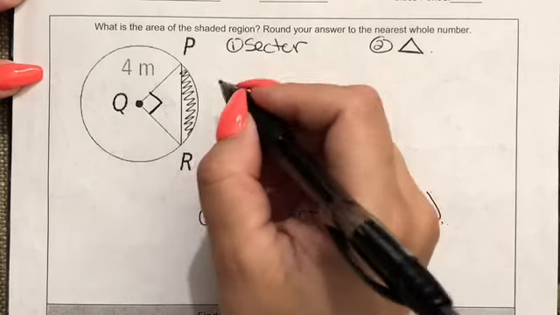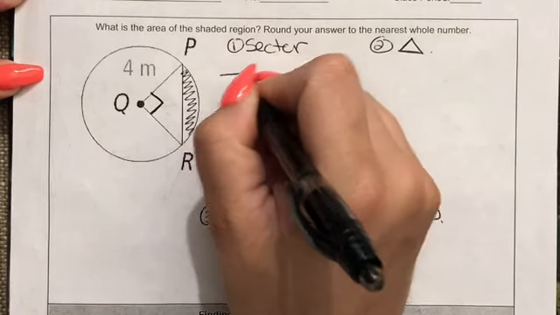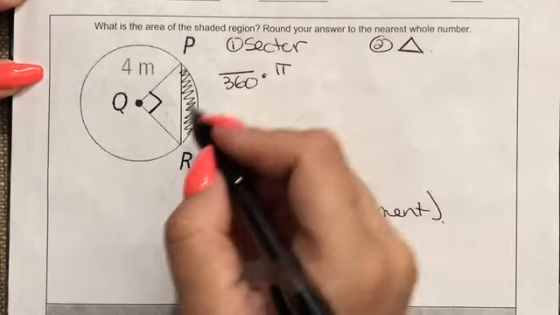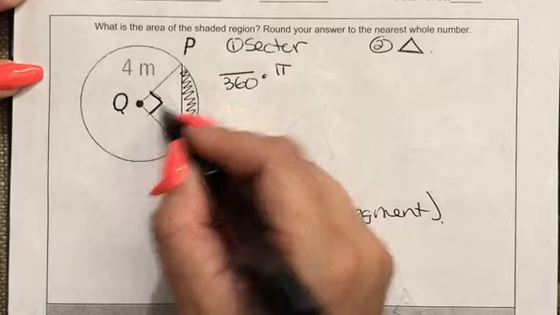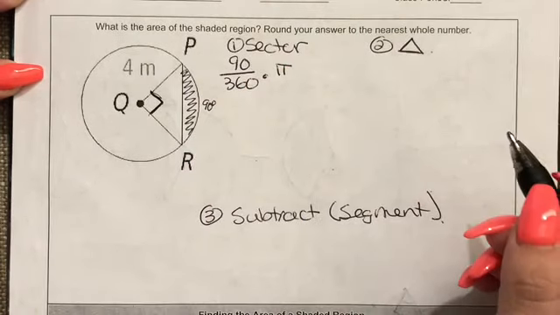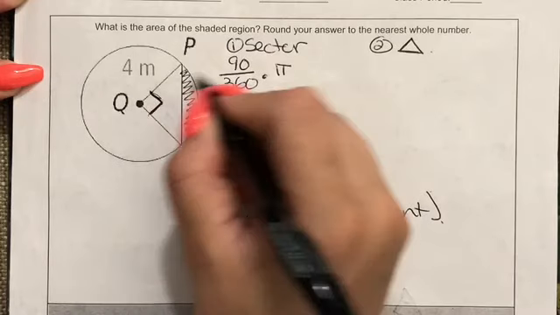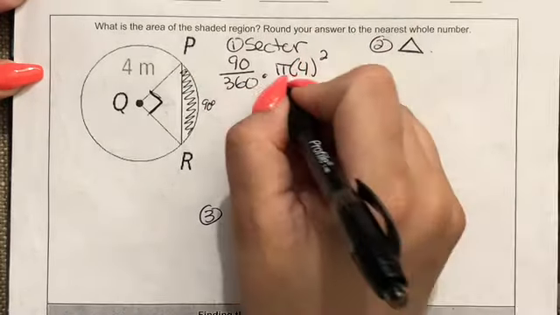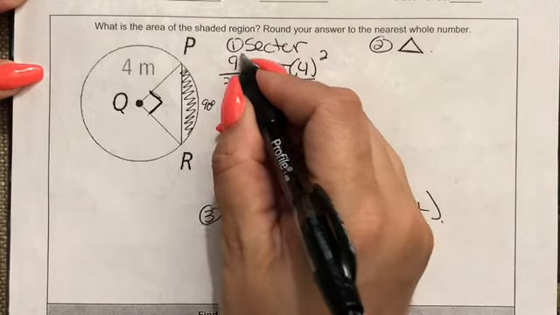So the area of the sector is represented by the portion of the circle times the area of the circle. So I can see here, since this is a 90, I know that this is 90 over 360, so that's the portion of the circle that I'm working with. My radius in this case is 4. So that's what I'm going to use. So I'm going to simplify.